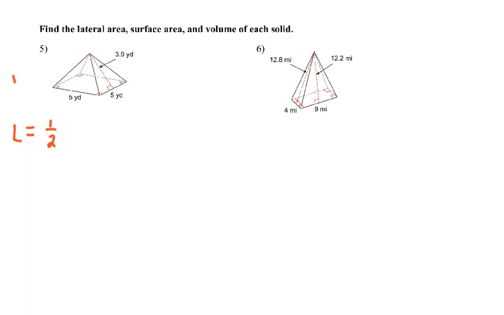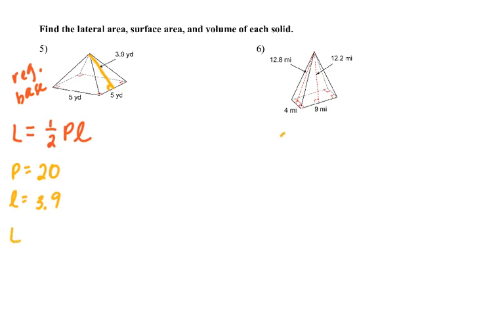Okay, so we might just want to say regular base. So 1/2 P times L. Let's just work that, okay? So the perimeter of our base is 5 plus 5 plus 5 plus 5, or 5 times 4 is 20. And L, remember, is the slant height. That's the height that goes down the side. Like slant, think slide. You're going to slide down the top of the pyramid to the bottom. So our slant height here is 3.9 yards.